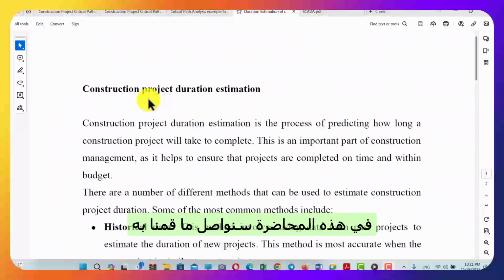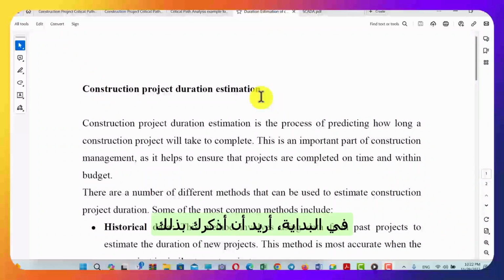In this lecture, we'll continue what we have started in the last and the before last lecture for the schedule management. Today we're going to discuss the topic of construction project duration estimation. We will learn the basics, tools and techniques that are being used for the estimation of the duration of any project.